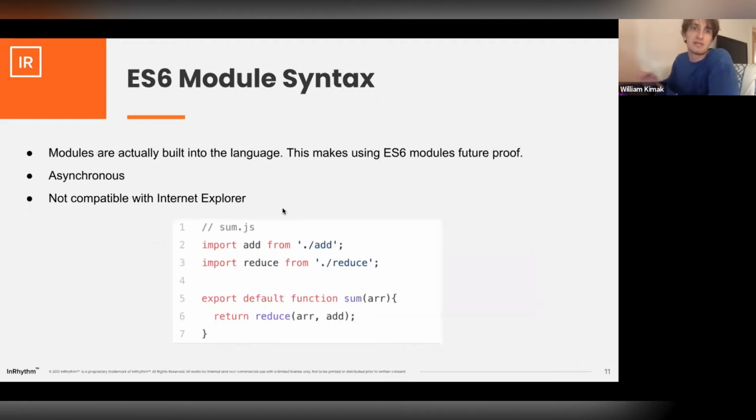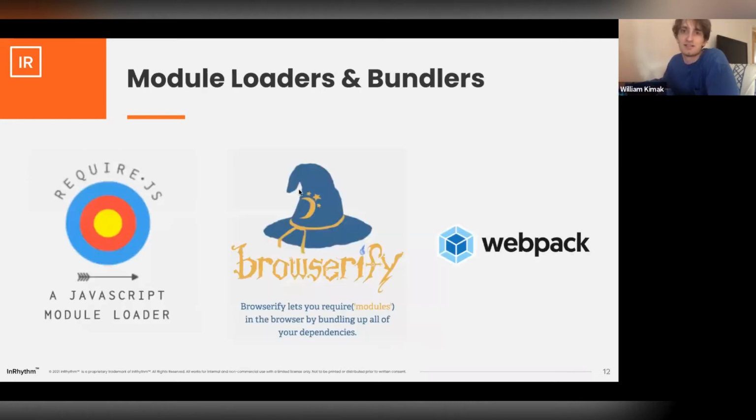So we have ES6 module syntax, which I'm sure everybody is familiar with. The great thing about ES6 is that it's actually built into the JavaScript language, which makes it very future-proof. It's asynchronous. However, it's not compatible with Internet Explorer, but there are polyfills that you can use. So all of the different APIs or patterns I listed before are great. We evolved into being able to solve those three core issues, but there were still problems that needed to be addressed.